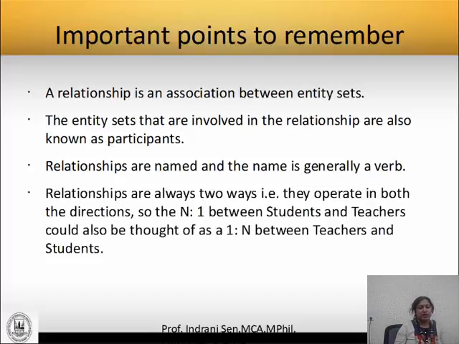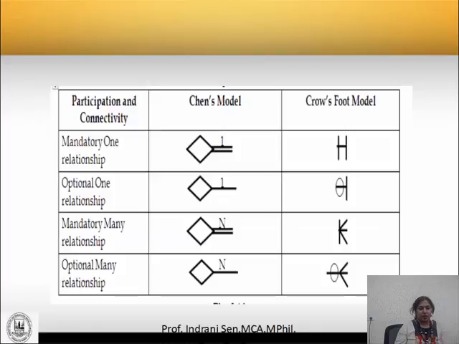Relationships are always two ways, that is, they operate in both directions. We can talk about a program and course relationship, program to course, as well as course to program. Student and teacher relationship: a student can be taught by more than one teacher, and a teacher can also teach more than one student. So similarly, we can model the relationship in both directions. It is a two-way interaction, not a one way.